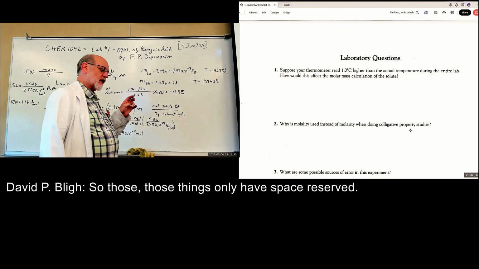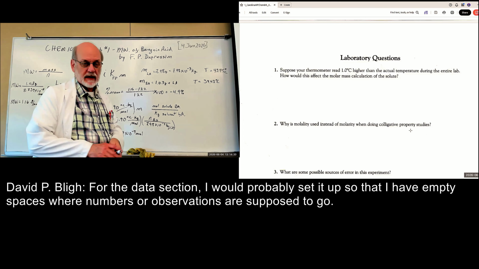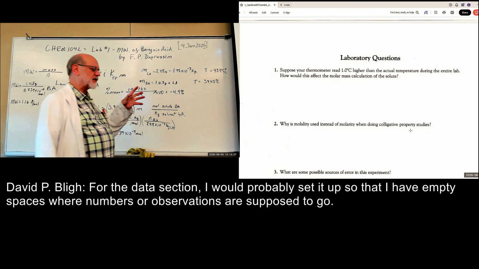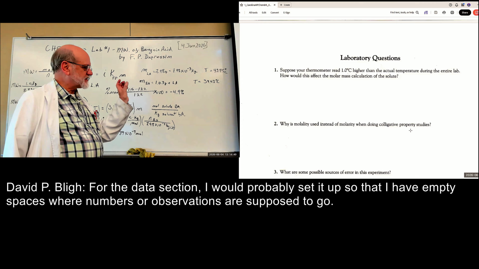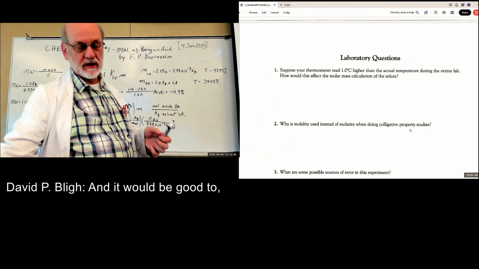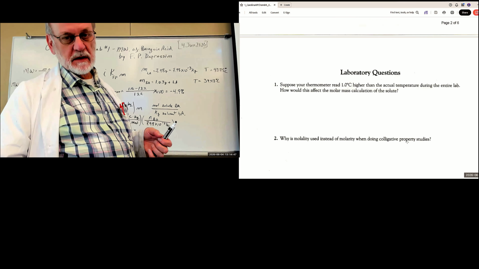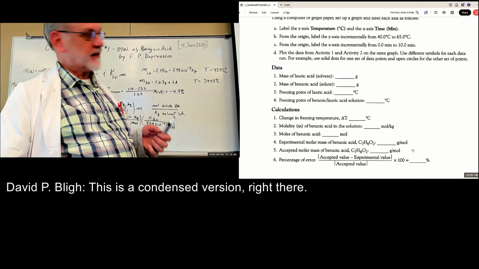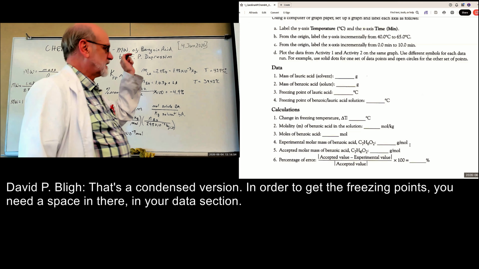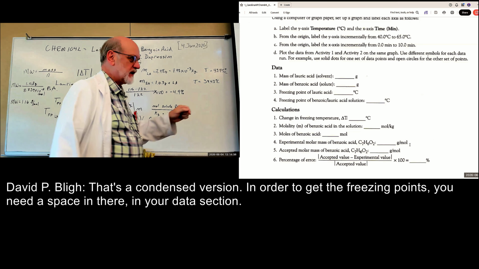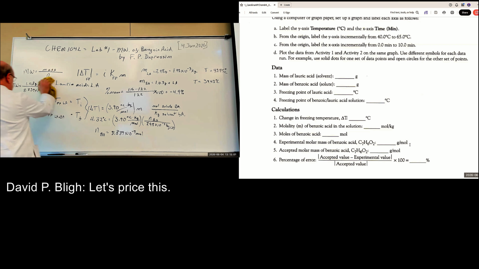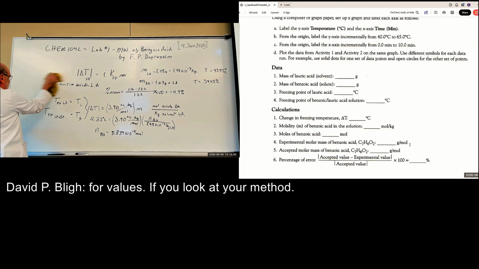So those things only have space reserved. For the data section, I would probably set it up so that I have empty spaces where numbers or observations are supposed to go. This is a condensed version right there. In order to get the freezing points, you need space in your data section for values.